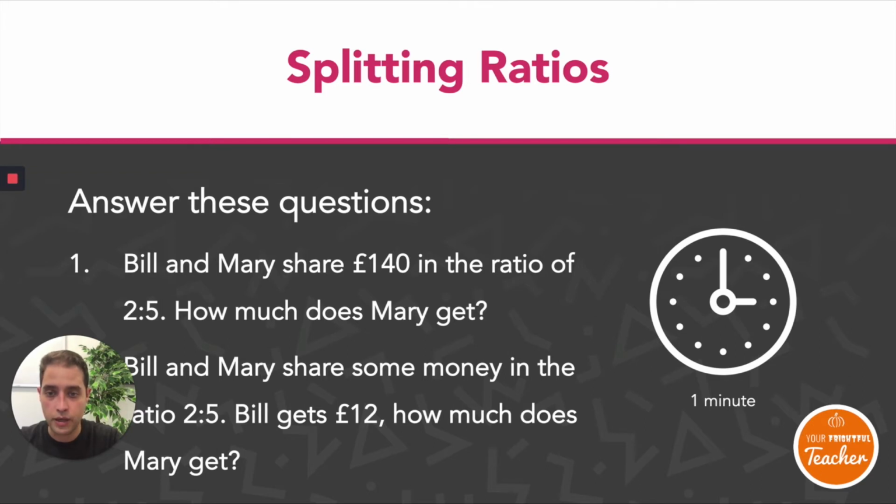Bill and Mary share £140 in the ratio of 2 to 5. How much does Mary get? Then we have Bill and Mary share some money in the ratio of 2 to 5. Bill gets £12. How much does Mary get? 15 more seconds.